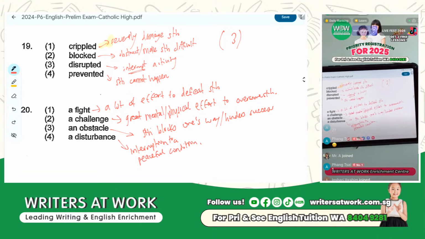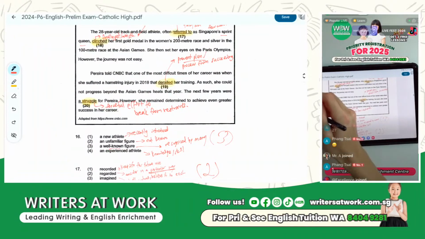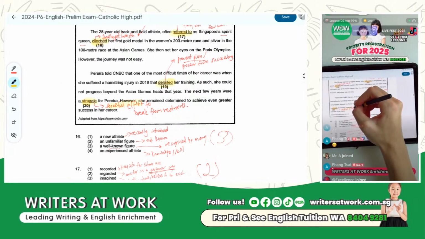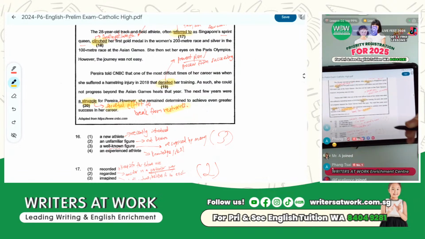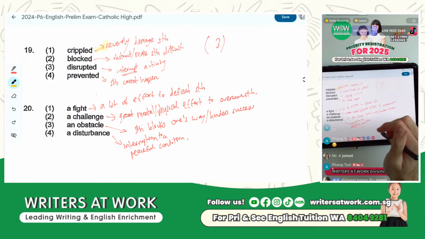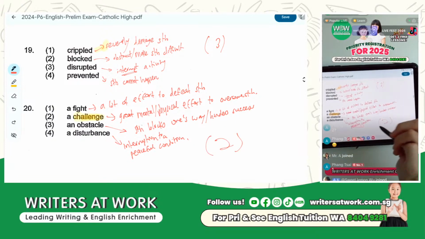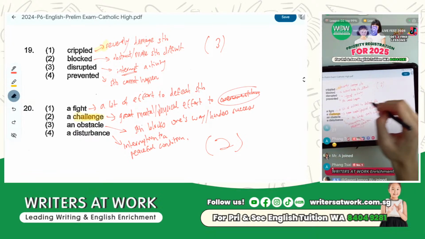So you are preventing something from being carried out smoothly. Okay, so for this case here, when we talk about how she was trying her best, she put in a lot of effort to break free from the restraints. Right, the closest answer that we have would be number 2. It is challenge, because of this aspect of overcoming something.